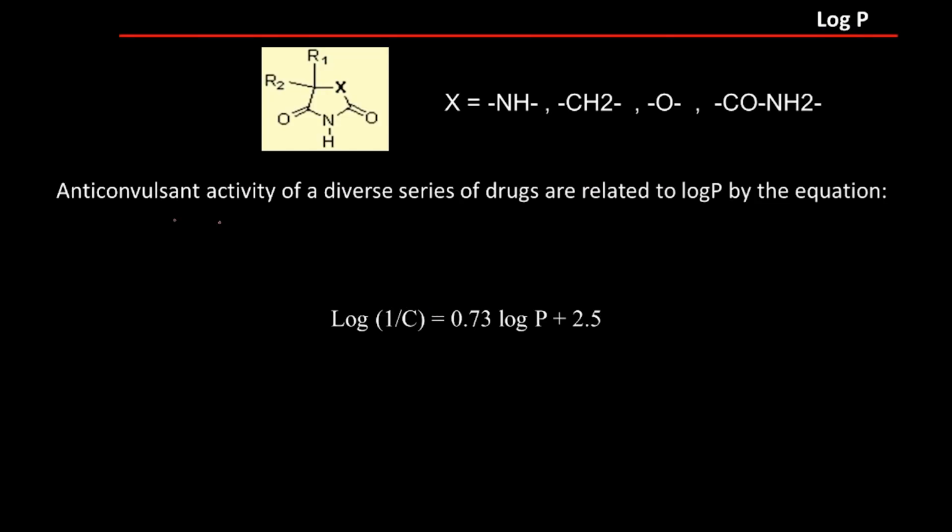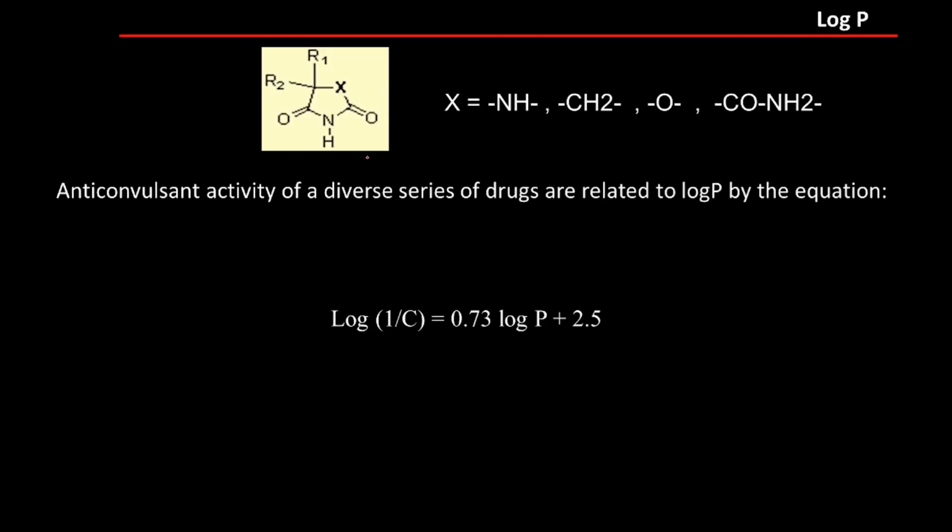For example, look at anti-convulsant activity of a diverse series of drugs. Okay, these are the series of drugs we are talking about. You have R1, R2 groups here, and then we have X here. X could be NH, CH2, O, CONH2. Okay, this is a 5-membered ring. So the activity of these drugs, these are anti-convulsant drugs, they all depend upon the log P here. As you can see, the more hydrophobic, the higher the log P, the activity will be more. Okay, so log P plays a very important role.